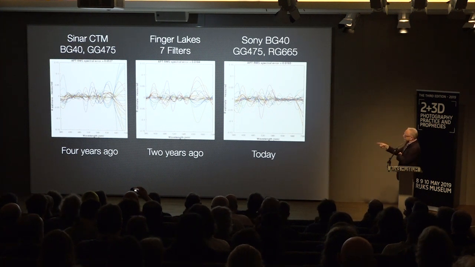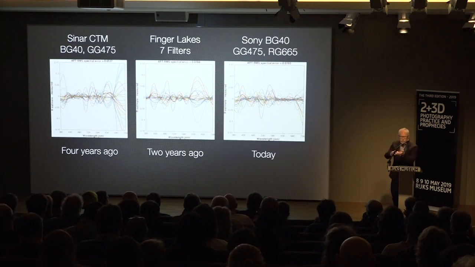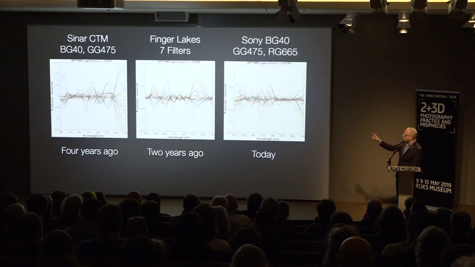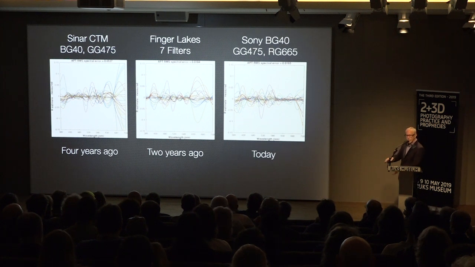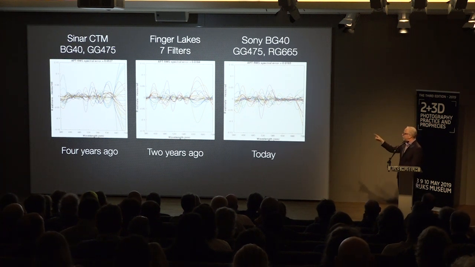If you look on the left here, this is the system from 4 years ago. Notice that there's a lot of error at long wavelengths, because we're looking at the spread of the data. And now, as the Finger Lake system, you can see that part of that 7 channels was to bring that error down. Here's the Sony with 3 filters. Performance is pretty close to the 7 filter.